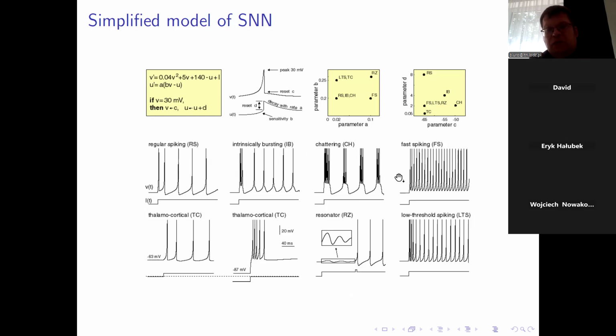And it's up to you. It's a kind of numerical exercise. You can trace dynamics of this neural network with time. And basically, you have fast spiking, low threshold spiking, and so on. So this is very much similar, but not the same model as the biological model in our brain.